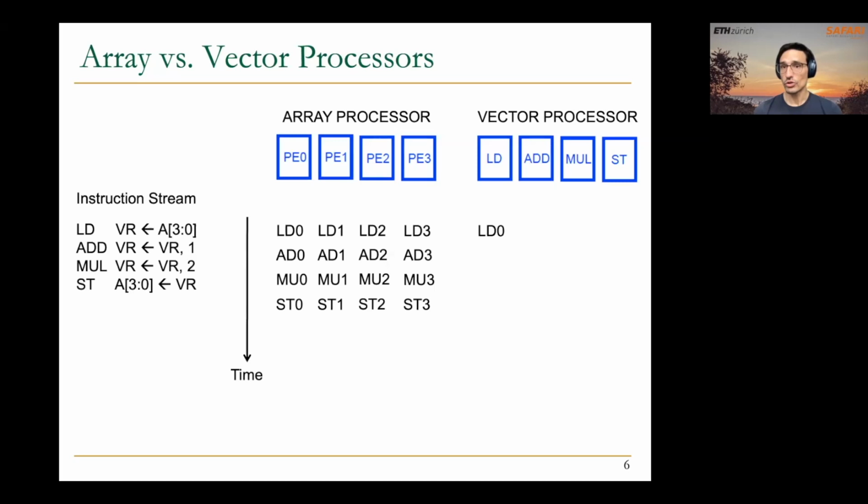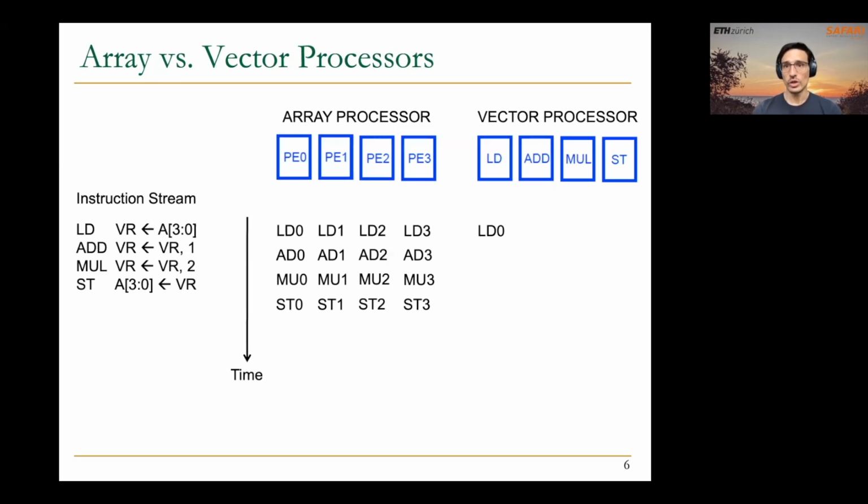However, in the vector processor, what we have is also 4 processing elements, but in this case, each processing element is specialized on a specific operation: load, add, mul, and store. So in the very first cycle, we can only start executing one of the instances of the vector load.